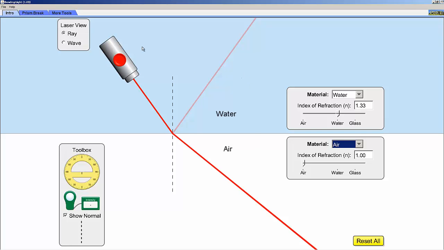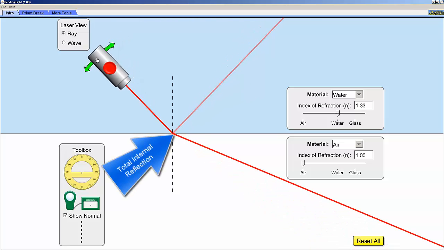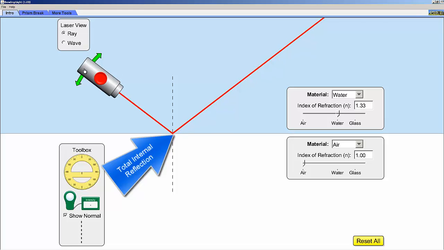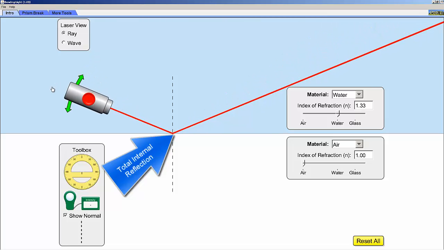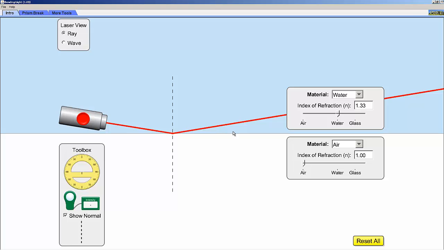All right, now let's take this beam and move it a little bit, and we're going to notice something really strange happen here. As I move it, I get to a point where none of the beam is entering the air anymore. And this is what we call total internal reflection. If you notice, the beam is just being reflected. We can take this down and notice that it's all reflected. And this is the principle that we use for materials like fiber optics.